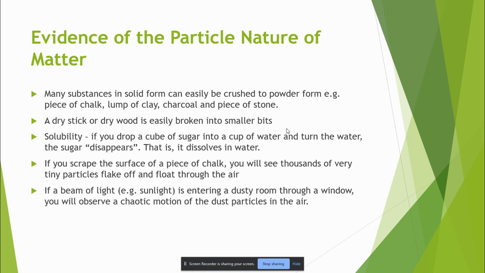You understand that? Solubility. When you drop sugar into water, what happens to it? It dissolves or disappears. And when you scrape the surface of a piece of chalk, you see particles flying. Or what we also call the Tyndall effect. When a beam of light enters a dusty room, you start seeing some particles flying around. Those are the evidence that there are particles in matter. Very important.